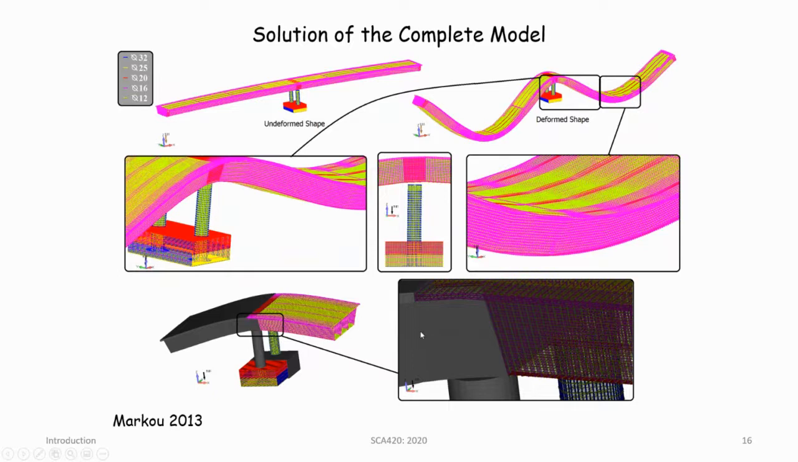This is the diaphragm. This is 1 meter thick, by the way, diaphragm, which is found in the middle. And also this reinforced concrete bridge was post-tensioned. It has a post-tensioning system that was also modeled in this case.